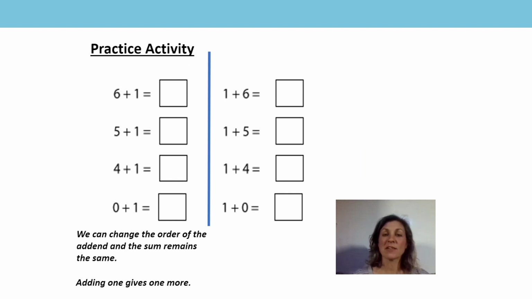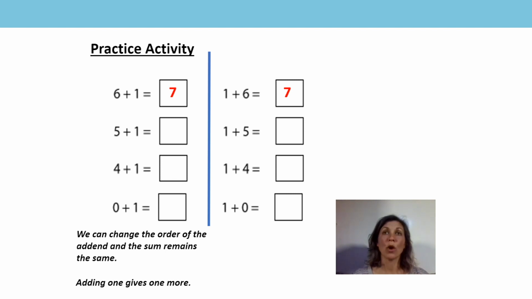Let's go through the practice activity that I left you last lesson. Did you notice anything about the equations? Can we use our generalisations to help us solve them? If we have a look at 6 plus 1, we know that adding 1 gives 1 more, and 1 more than 6 is 7. And then if we look at the equation next to it, we can see that it's just that the order of the addends has been changed. So we know that when we change the order of the addends, the sum remains the same. So 1 plus 6 is 7.